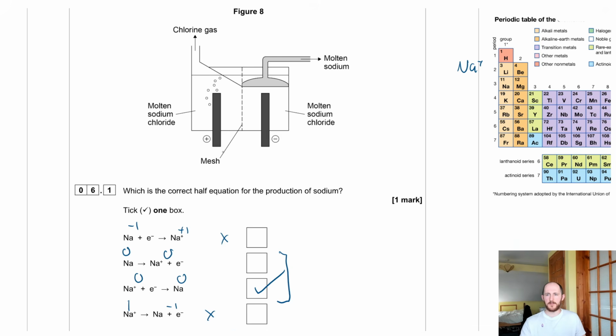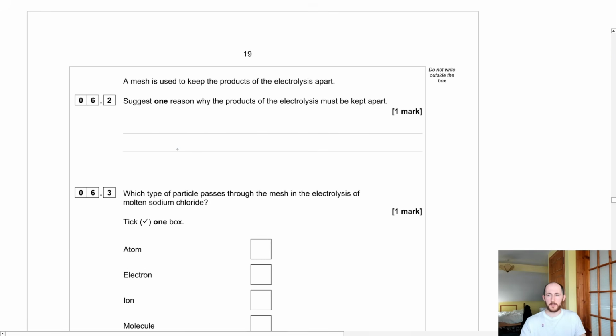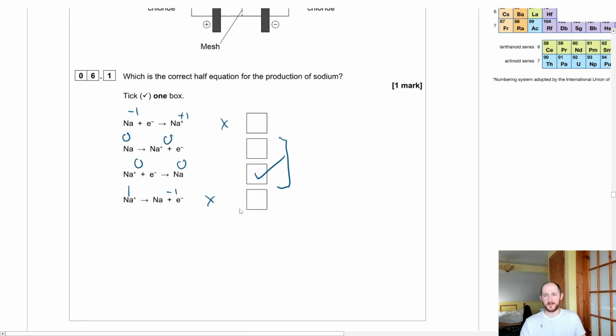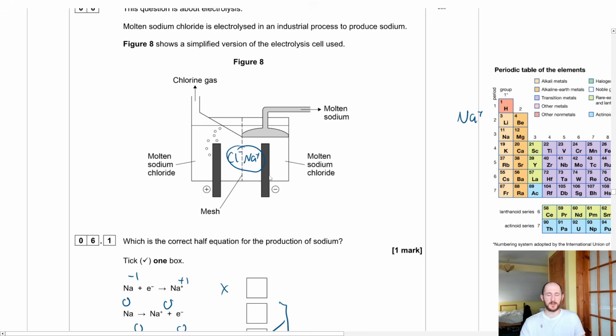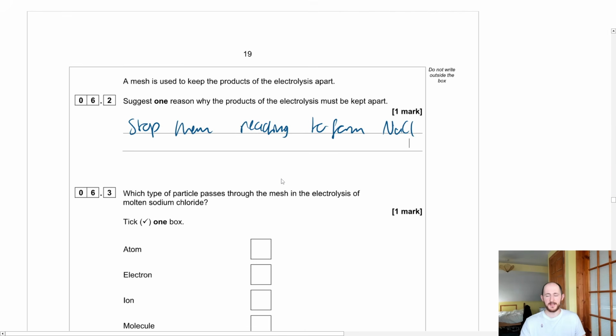Well, if you think about it, if we have negative chlorine and sodium plus, they're really going to want to react because they will neutralize each other. Remember, all atoms and molecules and ions want to be neutral overall. So, simply put, it's to stop them reacting to form sodium chloride again. Because the whole point here is we've taken sodium chloride and split it into sodium and chlorine. We don't want them to reform it because that defeats the purpose of doing the reaction.